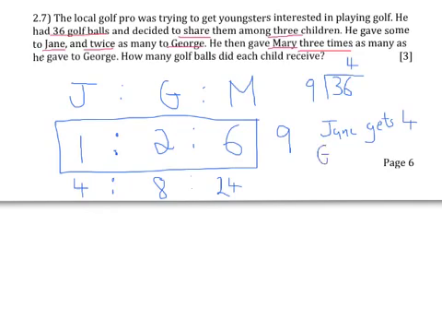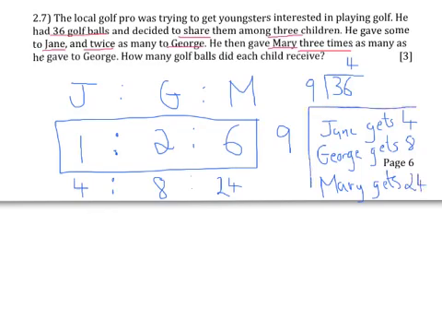George, sorry, this is quite small in my handwriting, with my fingers not very neat. George gets 8 golf balls, and finally Mary will get 24. And just always double check that works, because there have to be 36 golf balls in total, so just double check. 4 plus 8 is 12, 12 plus 24 is 36, and we're right.